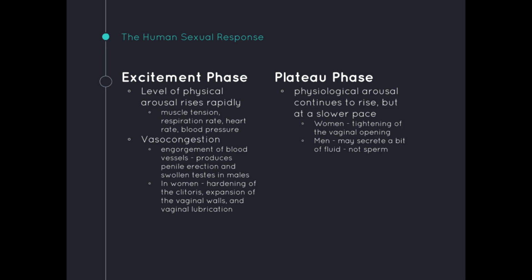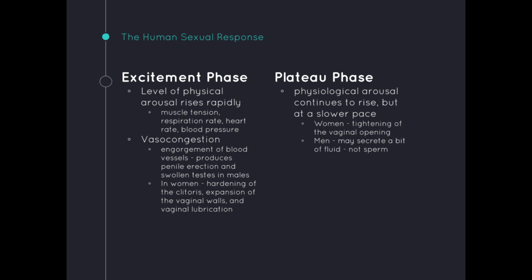Now, there's also another process that goes on in your body during this phase, which is vasocongestion. In males, it has penile erection and swollen testes, and in women, it includes hardening of the clitoris, expansion of the vaginal walls, and vaginal lubrication.